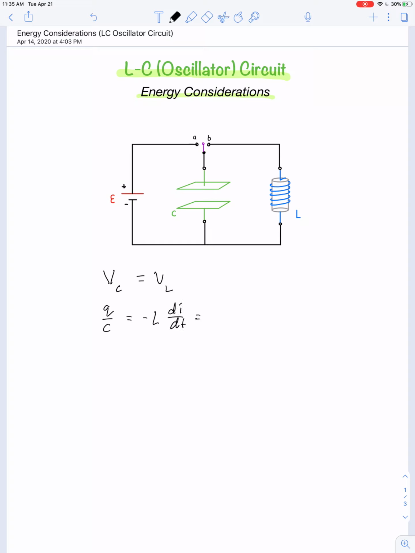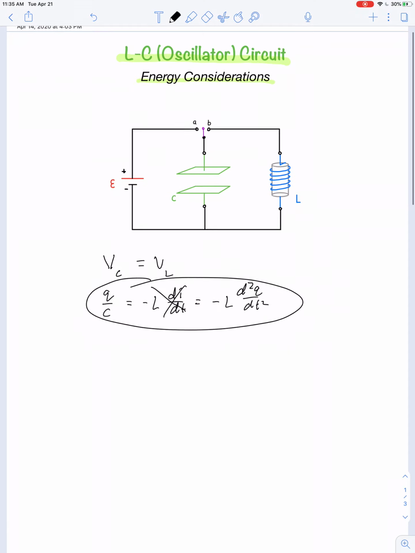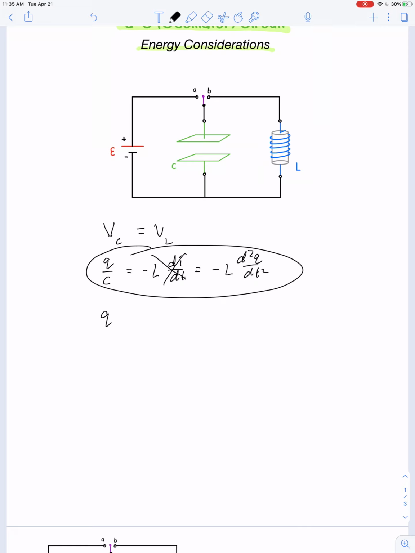But then again, rate of change of current is the second derivative of charge with respect to time. Well, if we solve a differential equation of this form, we end up showing that the charge on the capacitor oscillates sinusoidally according to this expression. So a graph of the charge on the upper plate of the capacitor is just a graph in the shape of a cosine curve. Charge versus time oscillates sinusoidally.